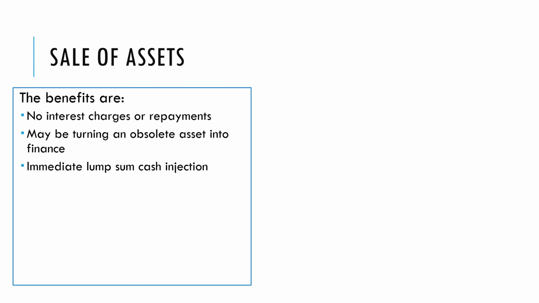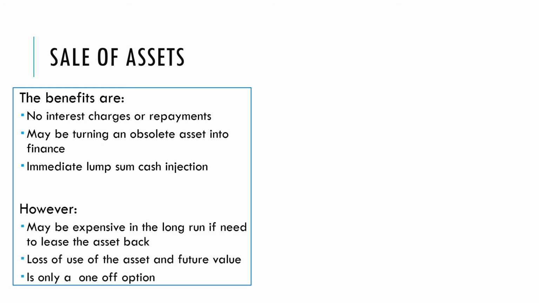Again, the benefits: no interest charges, you don't have to pay anything back. If the asset is obsolete, not being used or out of date, then you might as well sell it and use that finance. Often it can be quite a large lump sum and it's an immediate cash injection. However, if you decide later on, you know what, we didn't need that factory or we didn't need those vans, and you've sold them, then you might have to lease them, rent them back in the future, so it could cost you in the long run. You're not able to use that asset in the future, and this is really only a one-off option. You can only sell an asset once.